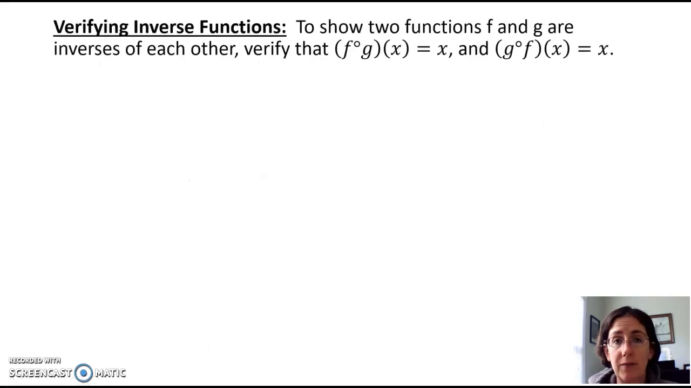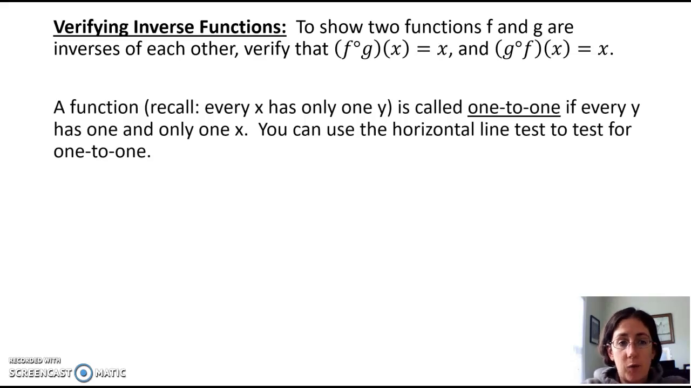Now if you wanted to verify that two functions were in fact inverses of one another, so if you had two functions f and g, and you wanted to know if they truly were inverses of one another, then you would verify that f composed with g of x would give you x, and that g composed with f of x would also give you x.